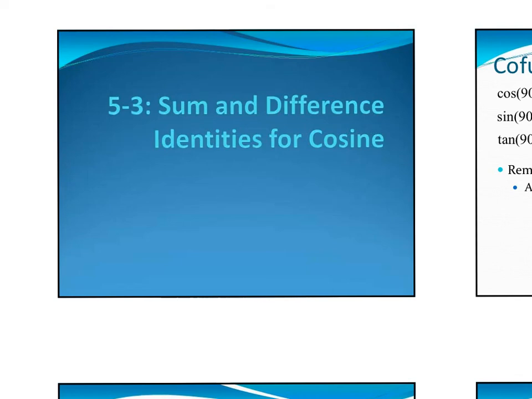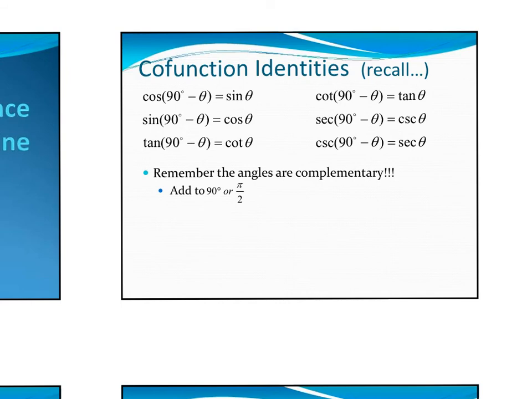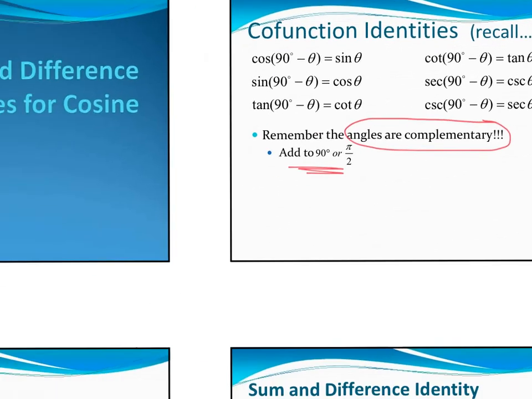In today's lesson, I'm going to do a brief summary of the topics in 5.3, learning about the sum and difference identity for cosine. If you recall, we learned the cofunction identities earlier in the year, and what we learned is that for the different functions that are cofunctions, sine with cosine, secant with cosecant, and tangent with cotangent, if the cofunctions are equal, then their angles are complementary. So this means that they add to 90 or pi halves. And we're going to use this idea to help us solve for different angles.